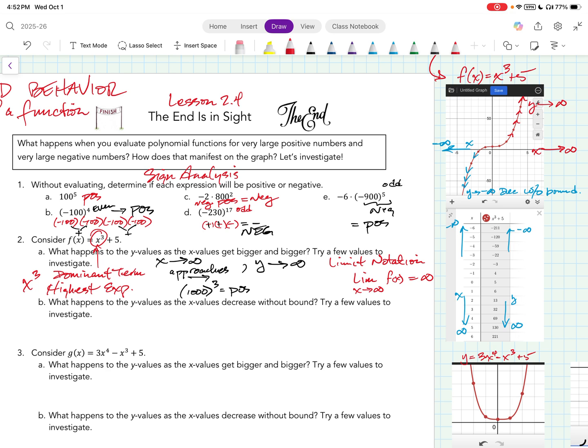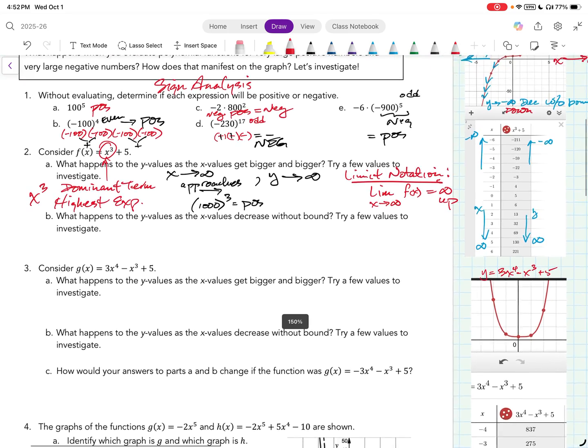So when I say y approaches infinity, the graph's going up. If I say y approaches negative infinity, I'm saying the graph's going down. That's how you interpret it. So I'm going to write that up here. This means the same thing as what I wrote down earlier, but using what's called limit notation. It takes a little getting used to.